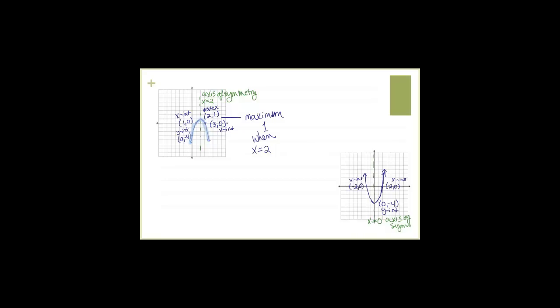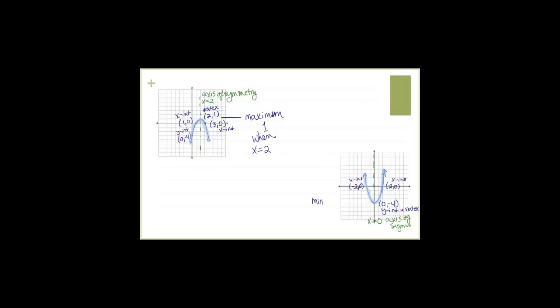Now I said that (0, -4) is our y-intercept, but it's also our vertex on this one. So sometimes things can play double duty, right? It's a vertex and a y-intercept. So if we start talking, this one has a minimum. It goes down, stops here, and then turns around. So it's got a minimum value.